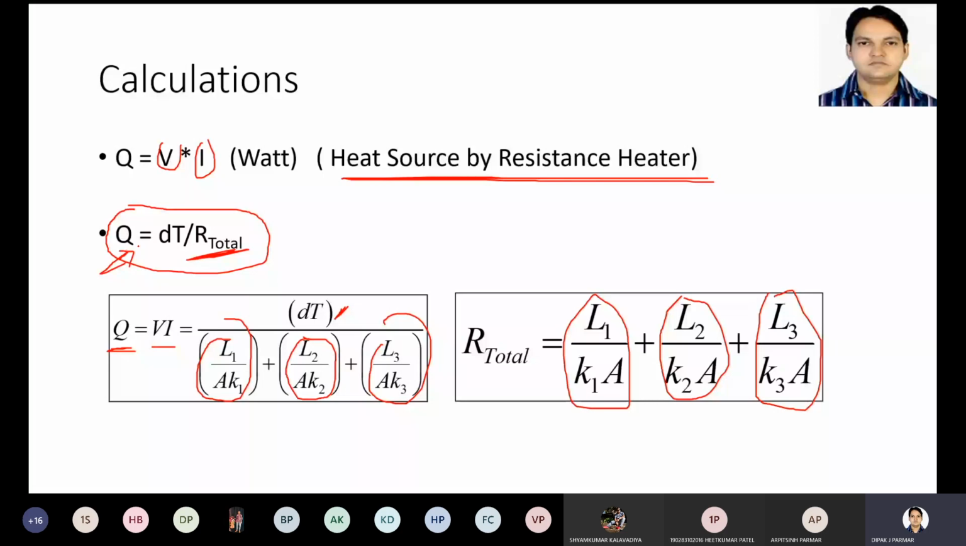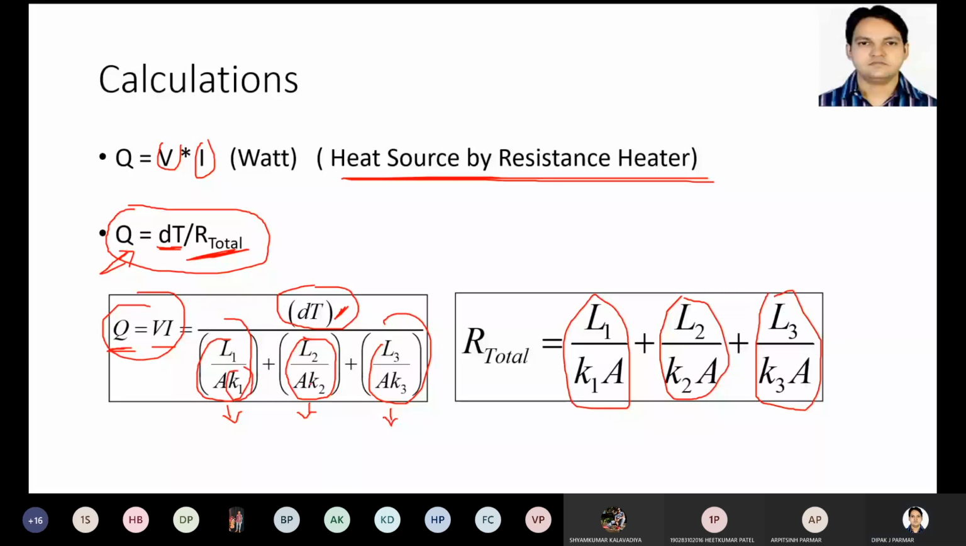Delta T is a temperature difference which we will measure after steady state condition is achieved. So we will have this reading known to us, and these in resistance 1, resistance 2 and resistance 3, the unknown part is K1. Length or thickness of the first plate is known to us, area is known to us. So the unknown part is what? K1, K2 and K3. This is our objective, we want to calculate this.